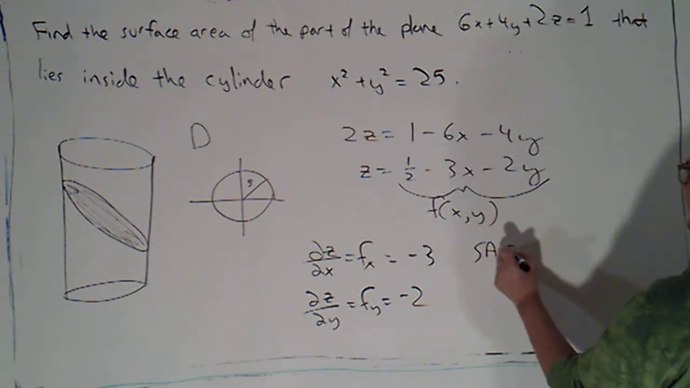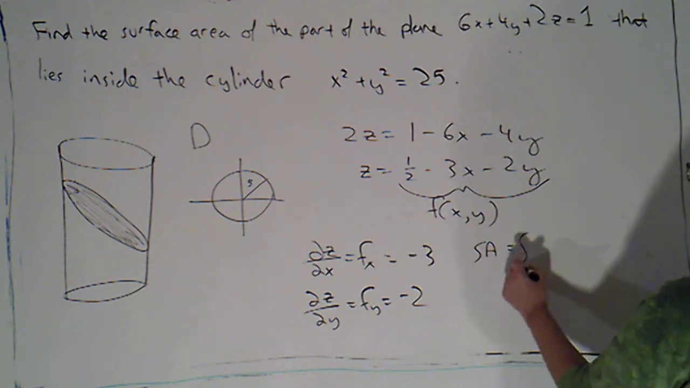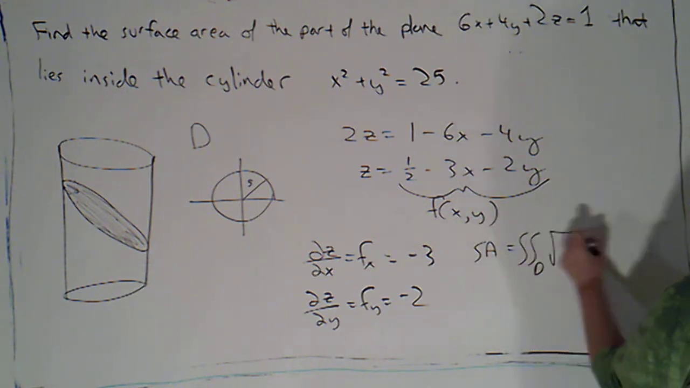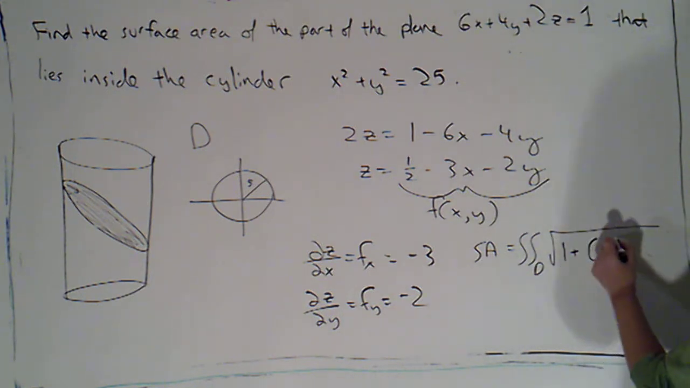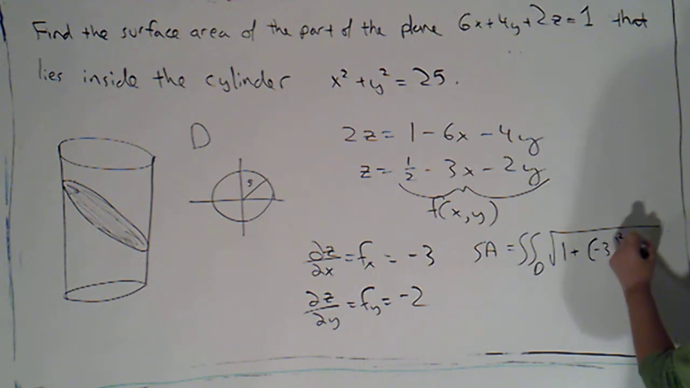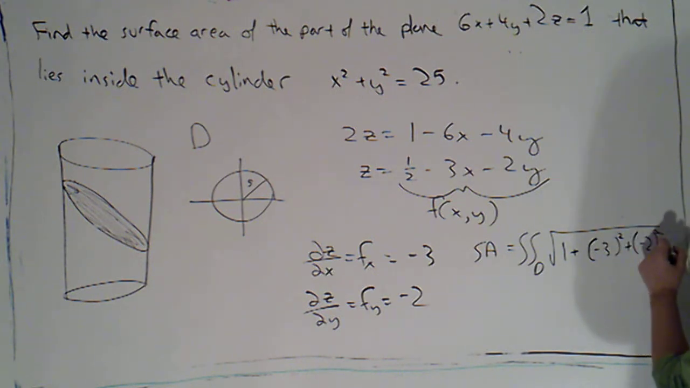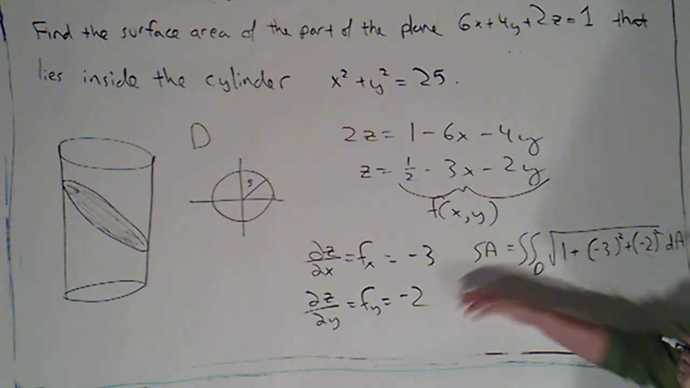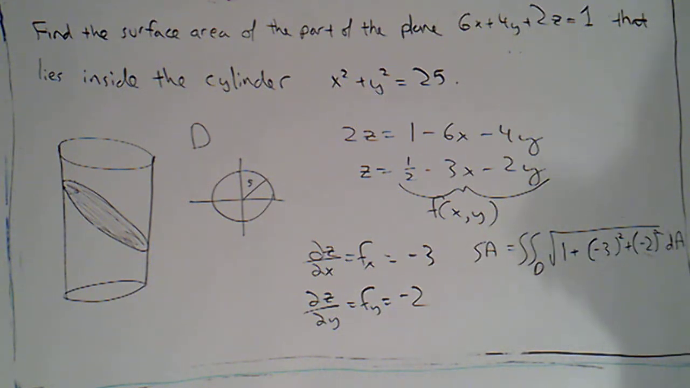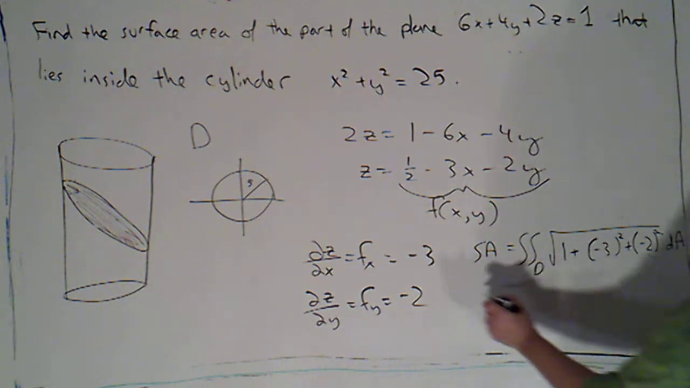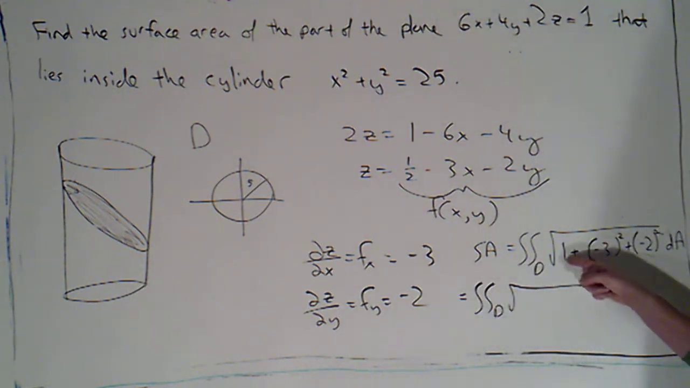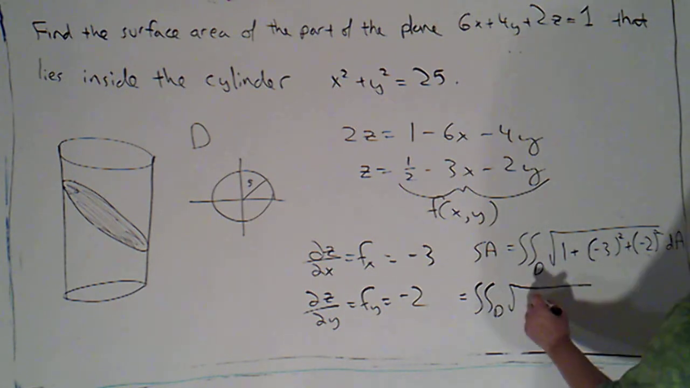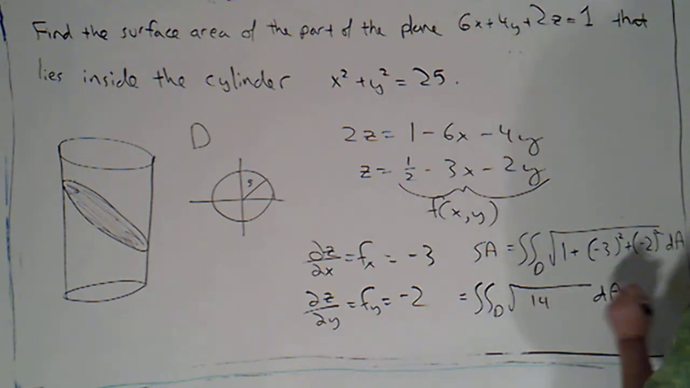So to find the surface area, the surface area is just going to be the double integral over D of the square root of 1 plus -3 squared plus -2 squared dA. I take these partial derivatives and square them. Lovely thing about a plane, the partial derivatives are constant. So this is just the double integral over D of the square root of 1 plus 9 is 10 plus 4 is root 14 dA.